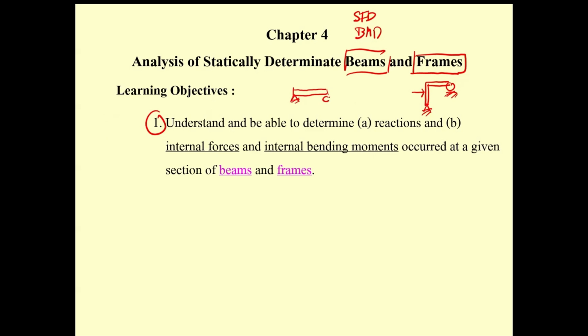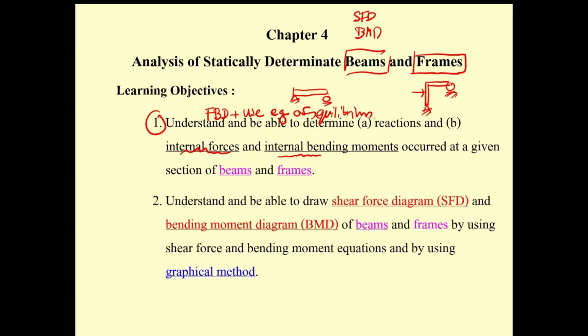This is your duty. First, draw the free body diagram, and then we will use the equations of equilibrium to find the reactions and then the internal forces and internal bending moments. This is what you have studied in statics. Then use the reactions to draw the shear force diagram and bending moment diagram, and we will focus on the graphical method.